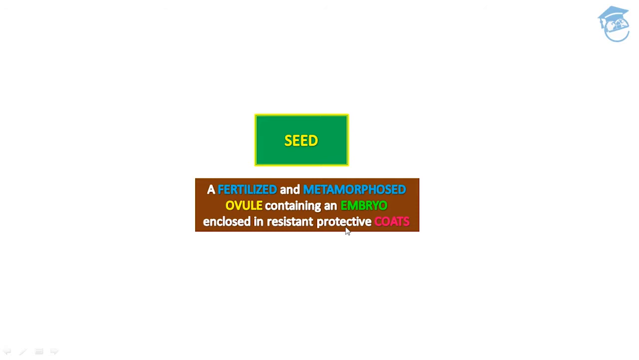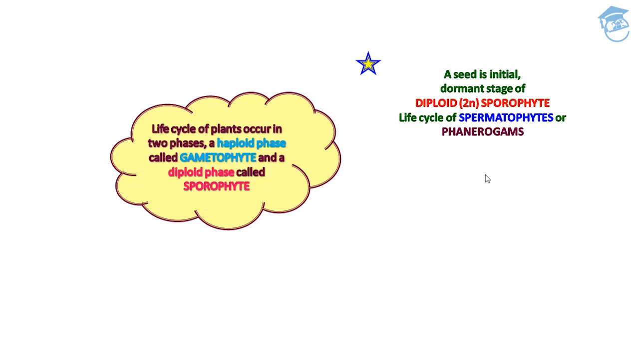So seeds are fertilized and metamorphosed ovules that contain an embryo enclosed in a resistant protective coat. A seed is the initial dormant stage of the sporophyte, which is also called the diploid cycle or life cycle of spermatophytes or phanerogams. The life cycle of a plant occurs in two phases: first is the haploid phase, called the gametophyte, and a diploid phase, called the sporophyte.